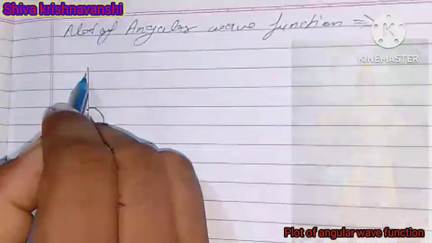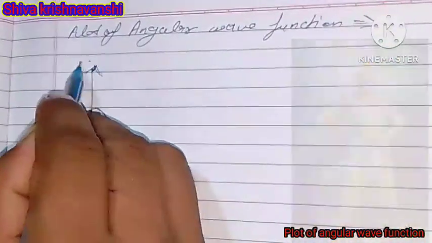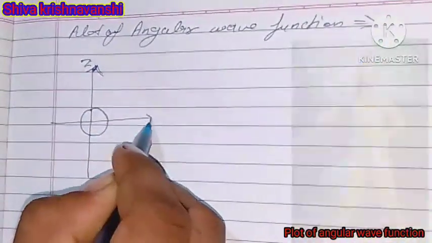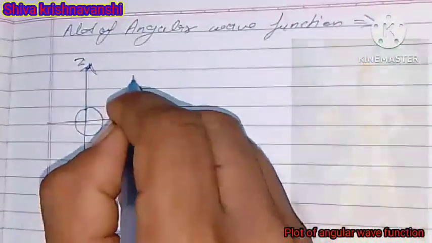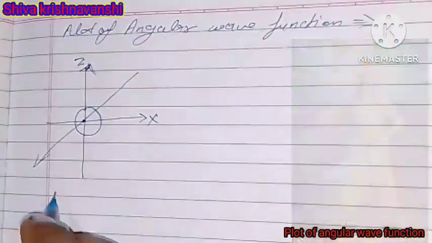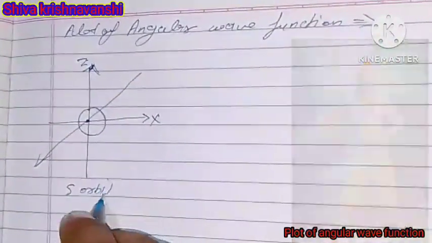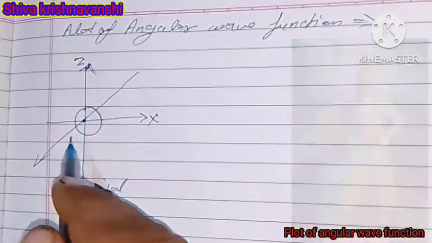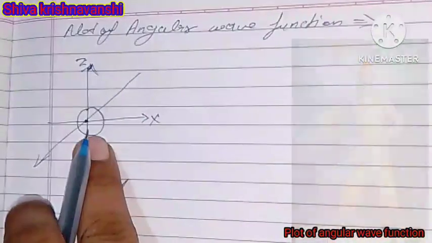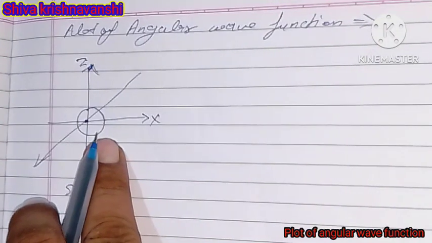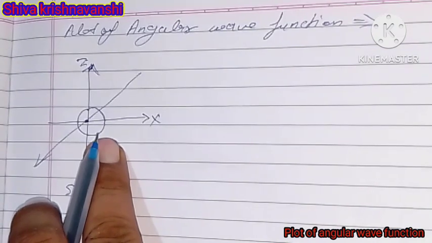This is the z-axis, and this is the x-axis, and this is the y-axis for s orbital. All s orbitals are spherical because the angular wave function is independent of the radius. The wave function psi of s orbital does not change with angles because these are non-directional. Hence all s orbitals are spherical, symmetrical.